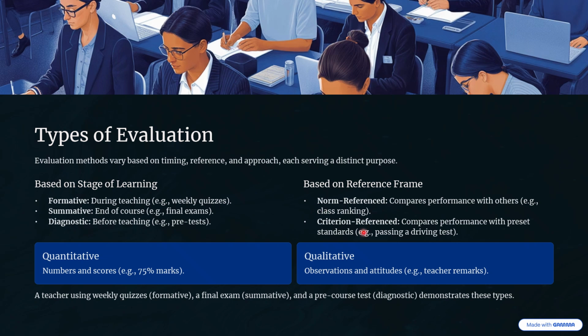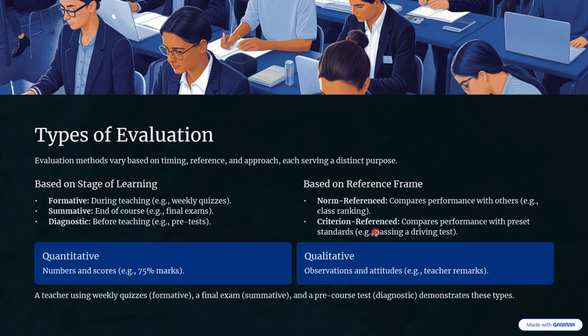The next is criterion reference. Performance is compared with a predefined standard or criterion. For example, passing a driving test. A car driving test is the best example of criterion reference. So we have to remember this. It is an important topic based on the UGC NET exam.